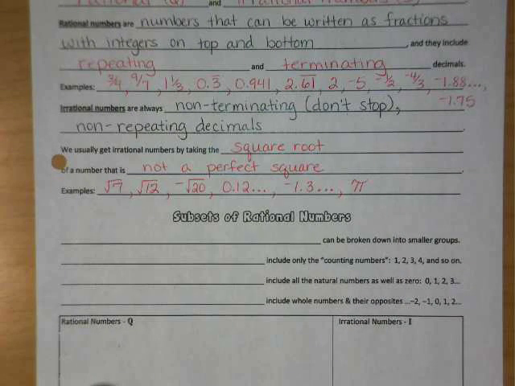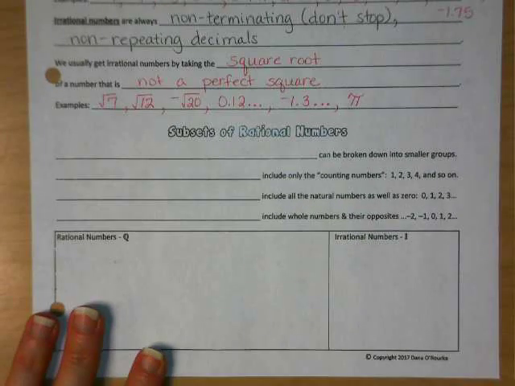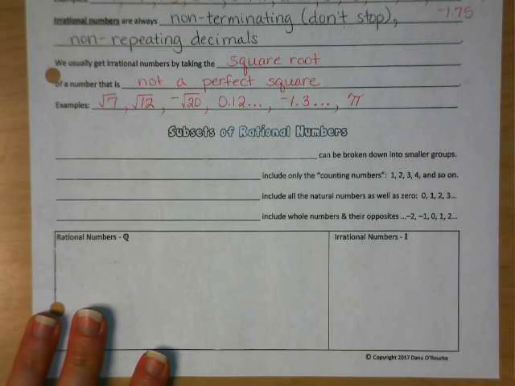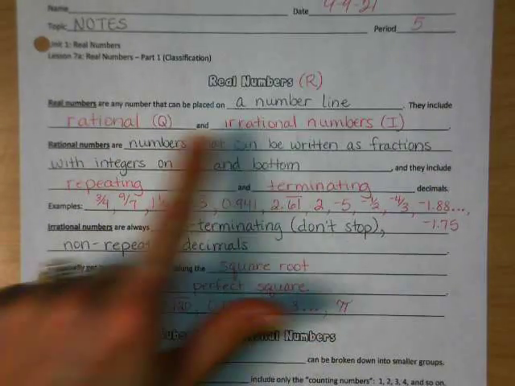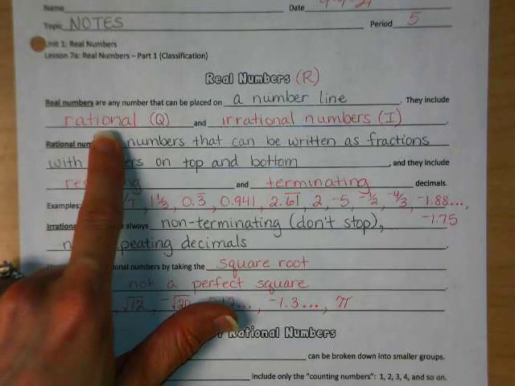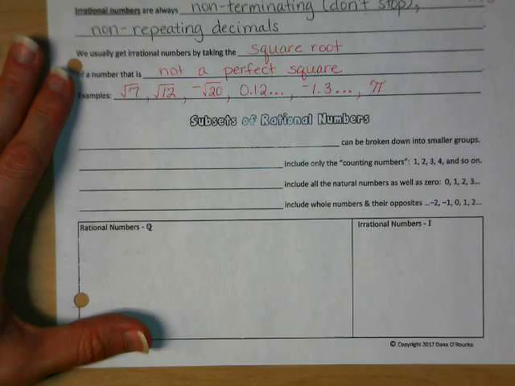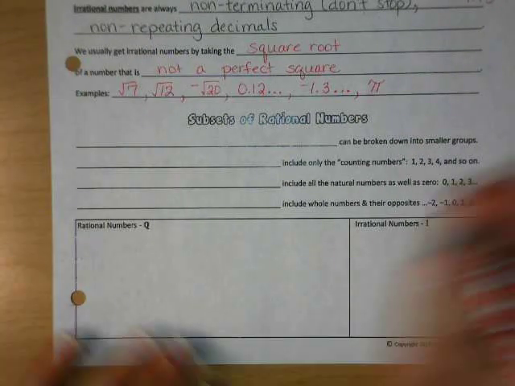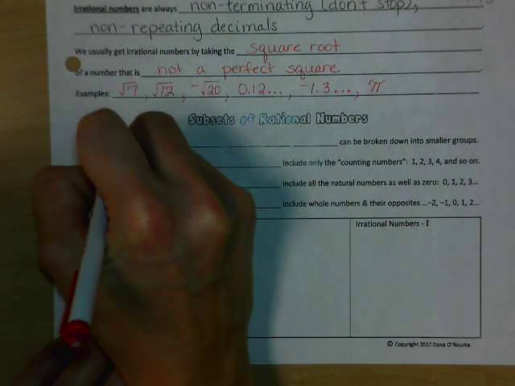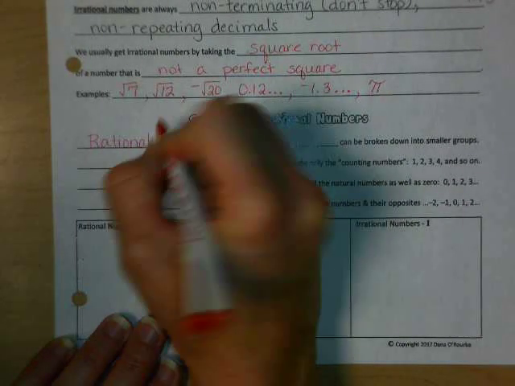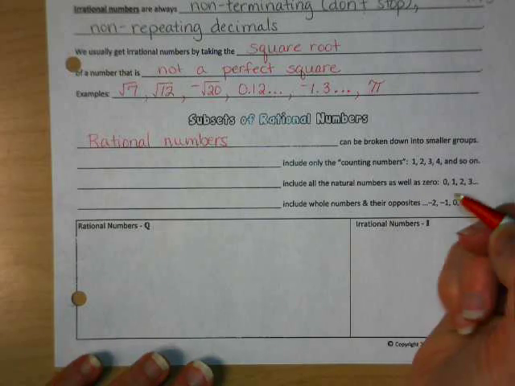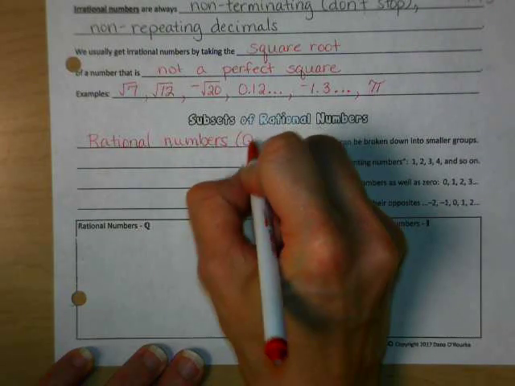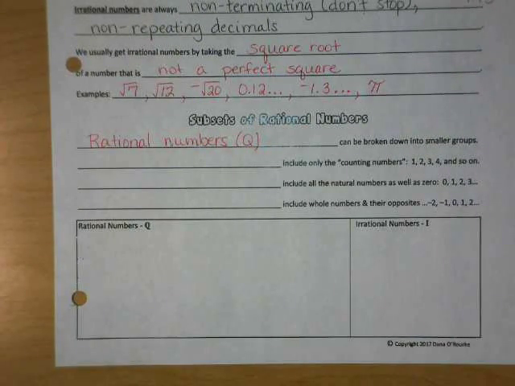All right, so now at the bottom, we're going to talk about different subsets of rational numbers. So we broke down real into rational and irrational. Now we're going to take rational and break it down further. Okay? You've been working with these kinds of numbers for a long time. Rational numbers. Remember, rational numbers is represented with what letter? Q. So rational numbers are broken down into smaller groups.